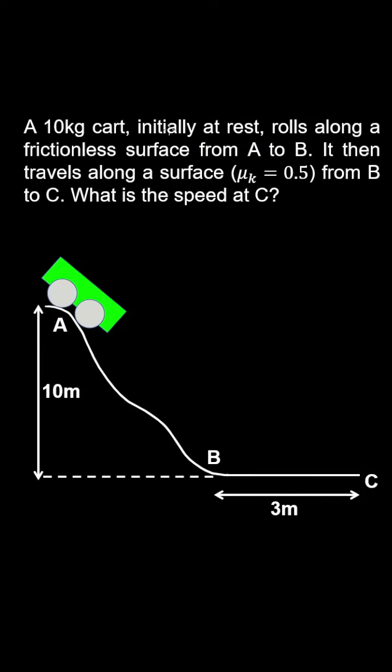A 10 kilo car initially at rest rolls along a frictionless surface from A to B, and it then travels along a surface with a friction coefficient of 0.5 from B to C. What's the speed at C?